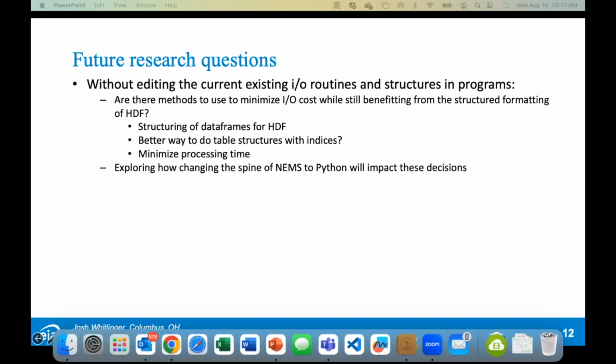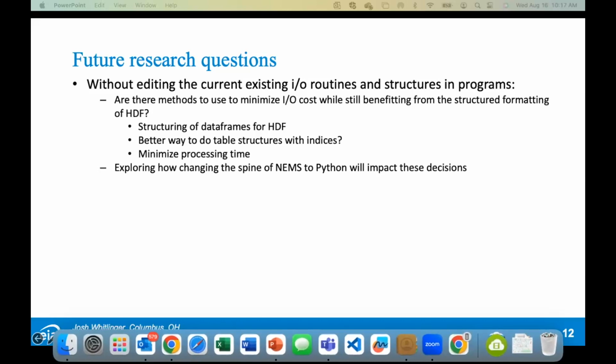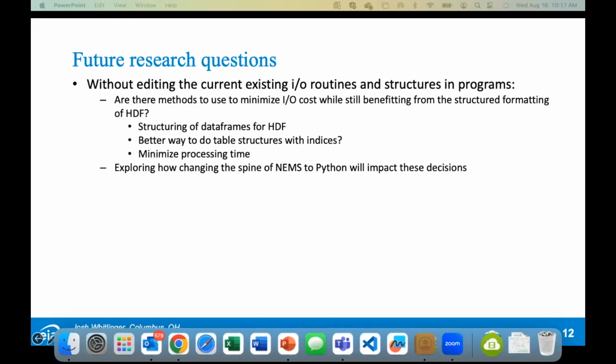Without editing, running not every year but module by module, are there methods we can use to minimize our IO costs while still benefiting from structured formatting in the HDF? Can we structure the data frames differently in the HDF? Is there a better way to do table structures with indices? Is there a way to minimize processing time writing back and forth from all these Fortran programs into the HDF? We're also trying to explore how changing the spine to a Python program will impact these decisions. I look forward to learning more while I'm here with everyone, and thank you very much.